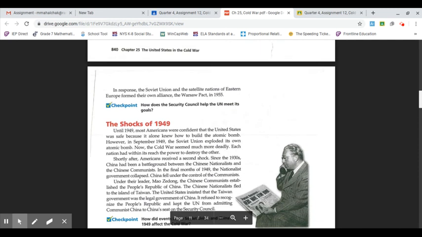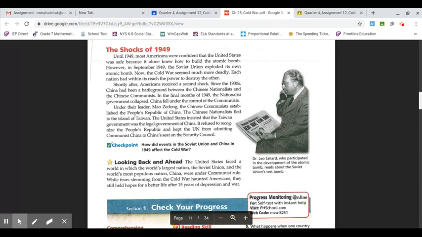The shocks of 1949. Until 1949, most Americans were confident that the United States was safe because it alone knew how to build the atomic bomb. However, in September of 1949, the Soviet Union exploded its own atomic bomb. Now the Cold War seemed much more deadly. Each nation had within its reach the power to destroy the other.